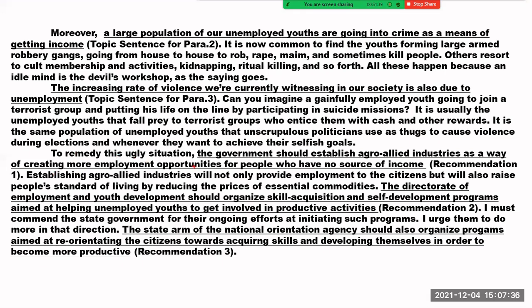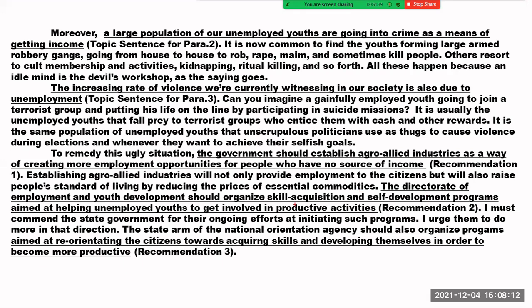To remedy this ugly situation, the government should establish agro-allied industries as a way of creating more employment opportunities for people who have no source of income. This is your first recommendation, and you want to support it by saying, establishing agro-allied industries will not only provide employment to the citizens, but will also raise people's standard of living by reducing the prices of essential commodities. Then you are coming with the second recommendation.